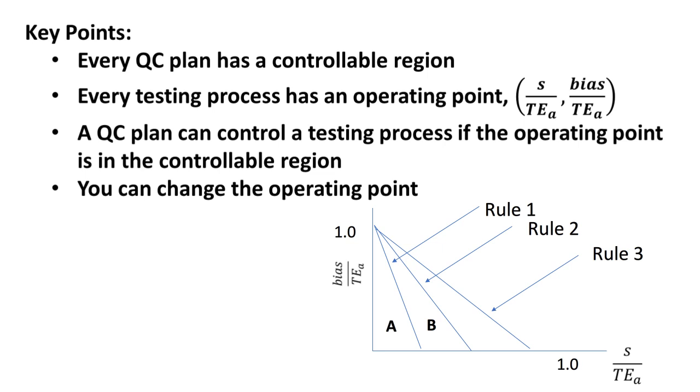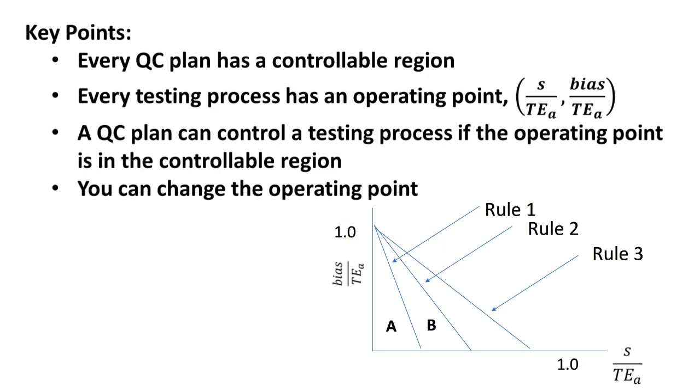We have a couple of variables that we can use or manipulate to ensure that a process is controllable. We can choose a different QC plan. For example, suppose our current QC plan was Rule 1 and the testing process was operating at B. We would be in trouble because point B is outside of the controllable region for Rule 1. So what could we do? Well, one option is to choose a rule that can control the process, such as moving to Rule 2 or 3. The other option would be to change the operating point by improving the process.